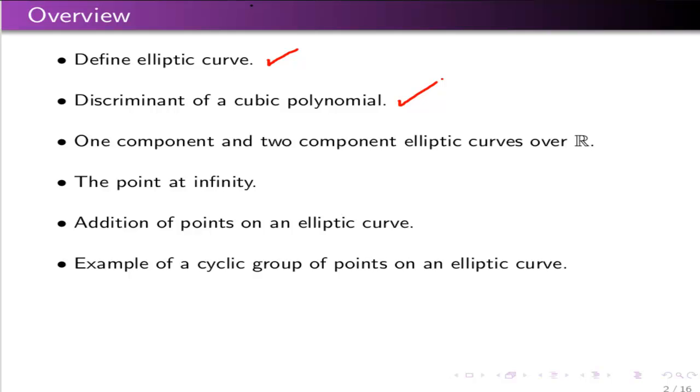There's two types of cubic polynomials, the one component and two component types. When we view them as curves over the real numbers, we need to talk about the point at infinity and then how to add points on the elliptic curve in order to turn it into an abelian group. And then I'll give you an example in this section of a cyclic group of points on an elliptic curve.